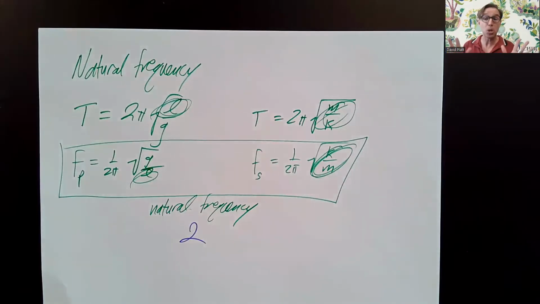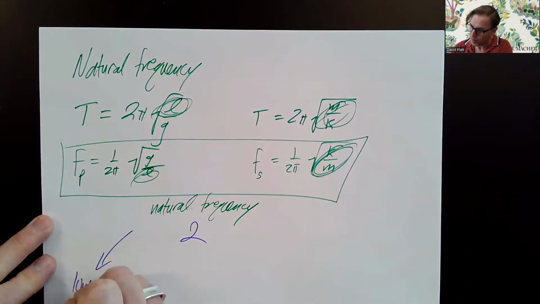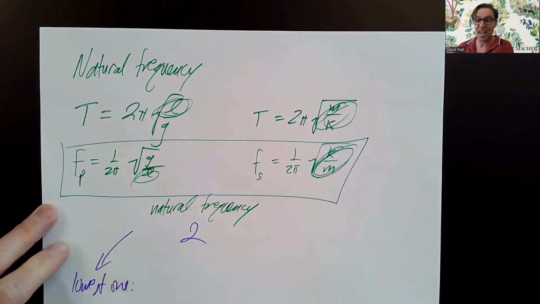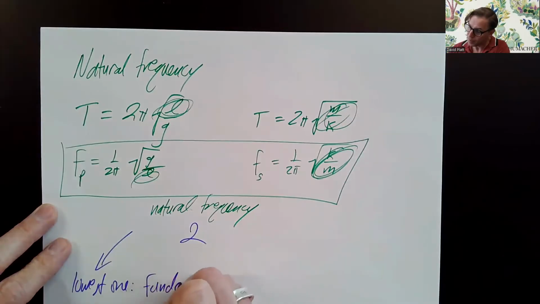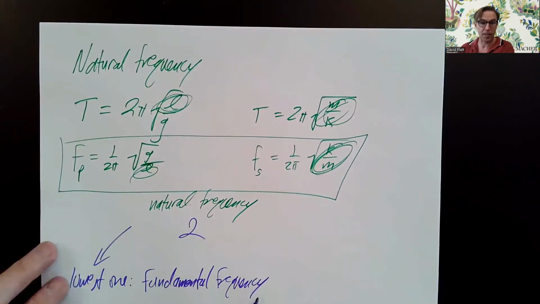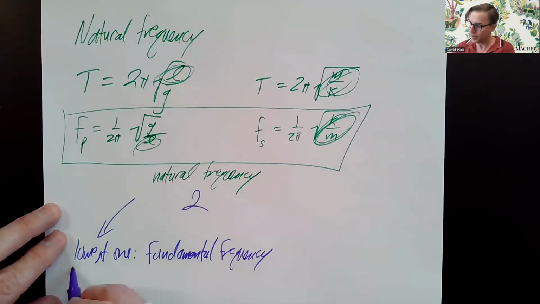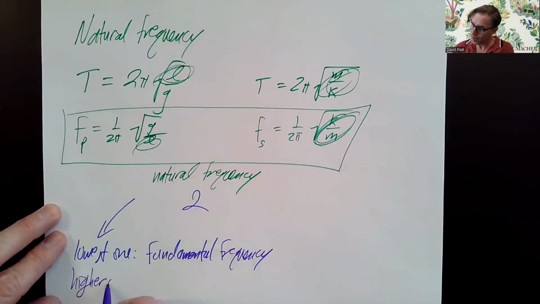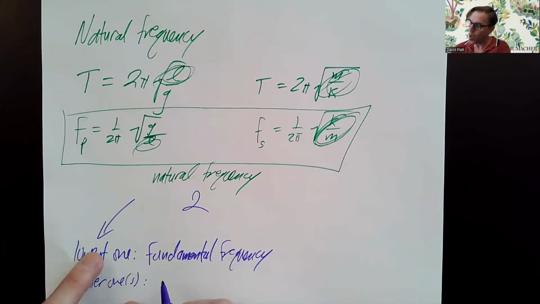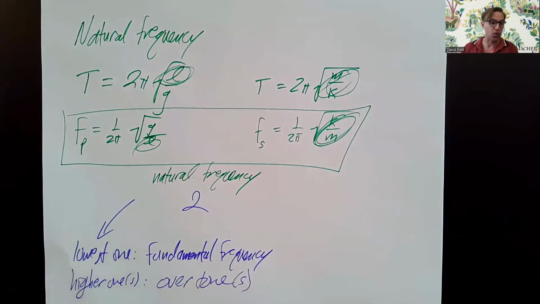When things have multiple natural frequencies, we call the lowest one the fundamental frequency. The lowest one is the fundamental frequency. And then the higher one, or ones, is an overtone, or they are overtones.